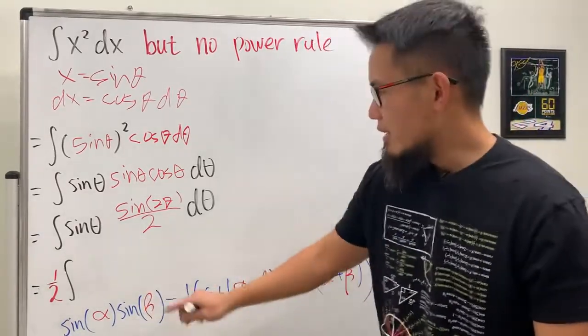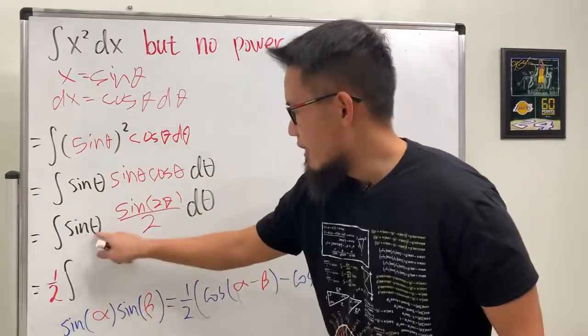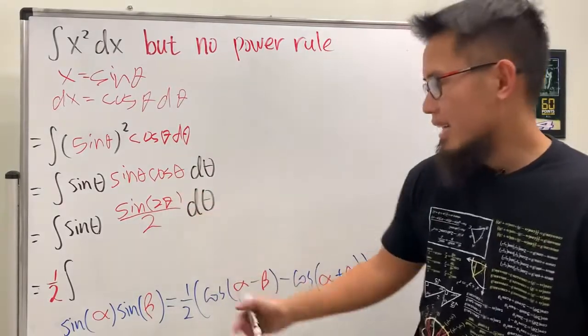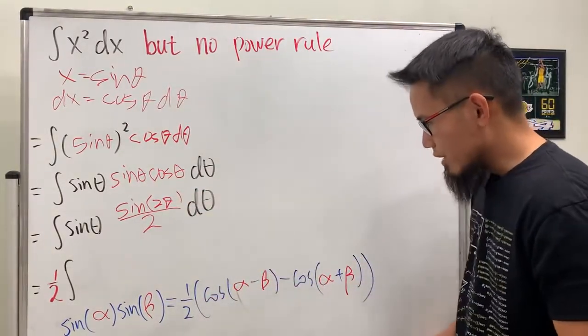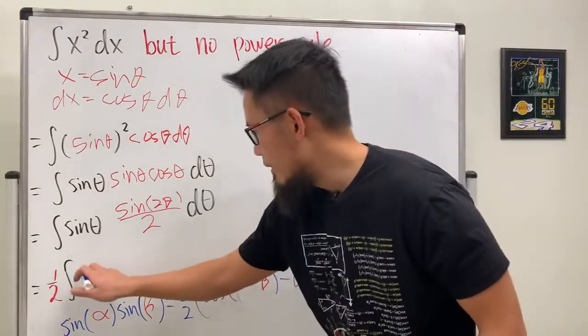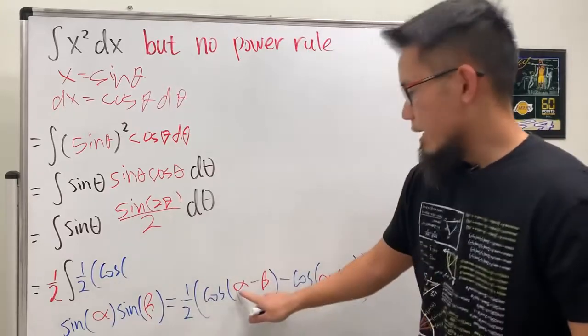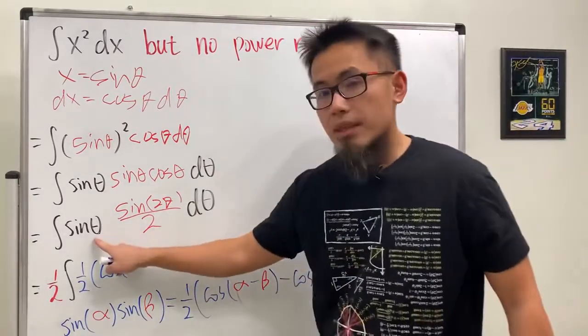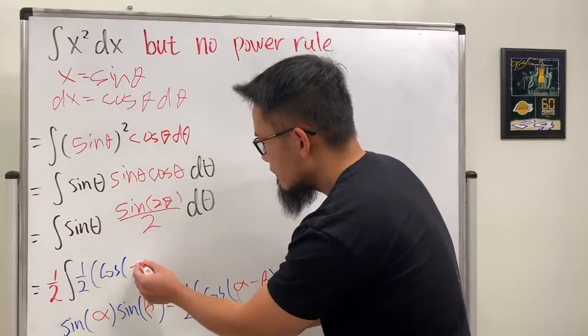Alright, so right here, I'm looking at sine theta times sine of 2 theta. Alpha is the theta, and beta is the 2 theta. So we have to have another 1/2. And here I will actually continue with my blue. Here we have the 1/2 here. And then we will end up with cosine of alpha minus beta, theta minus 2 theta. We will get negative theta.